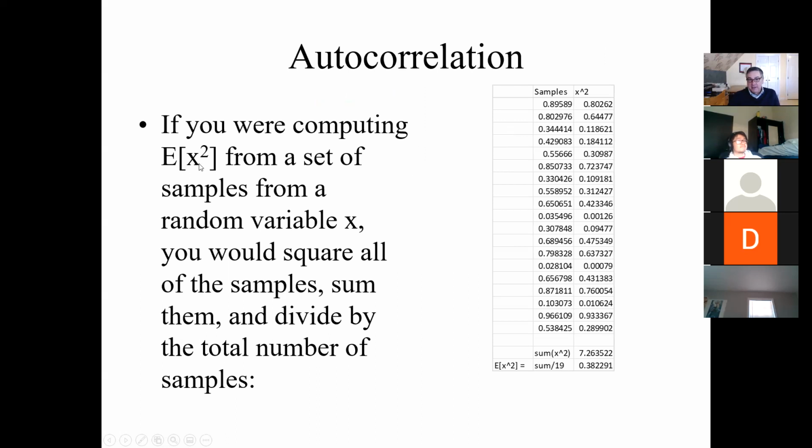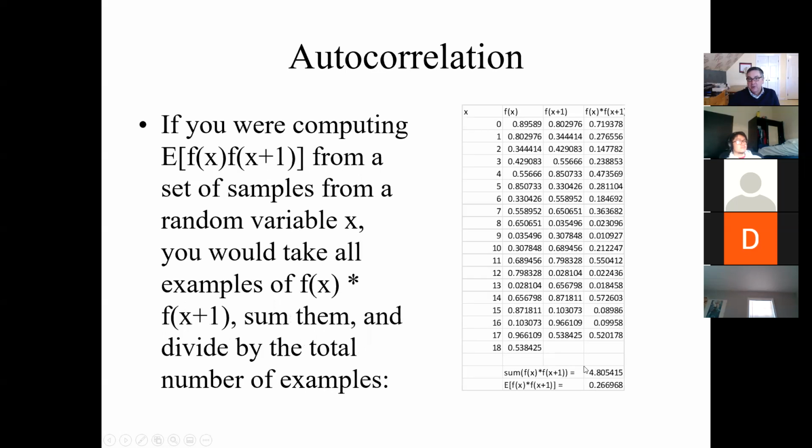This basically says the same thing. If I was computing the expected value of x squared from a set of samples from a random variable x, I would take all of those, square them all, sum them, and divide by how many I had. You can compute autocorrelation the same way. This would be autocorrelation at lag 1. To estimate that, I would take all of the examples of the product of a time point and the next time point, sum them and divide by the total.